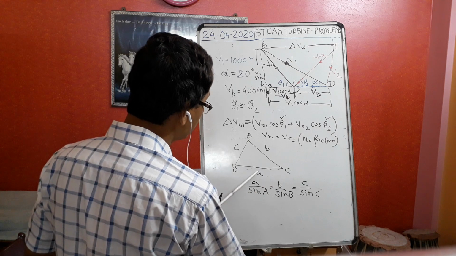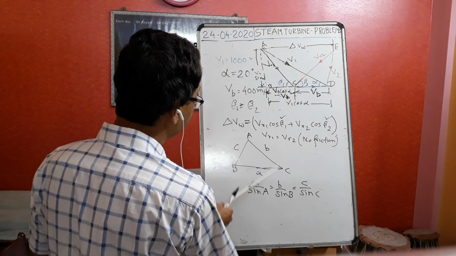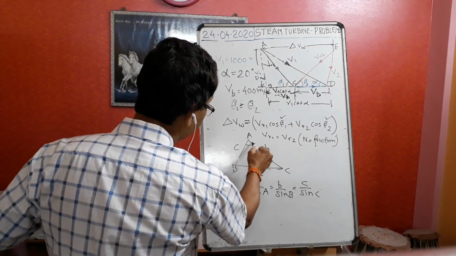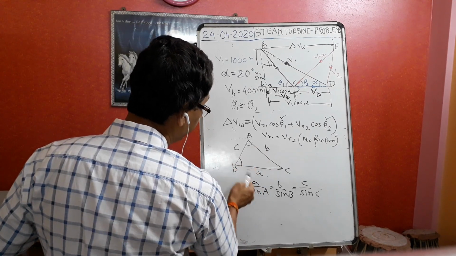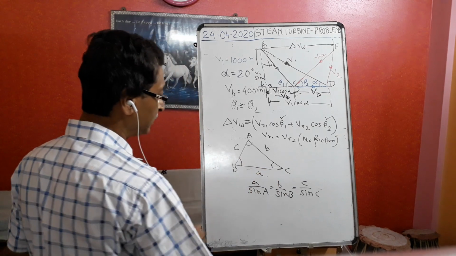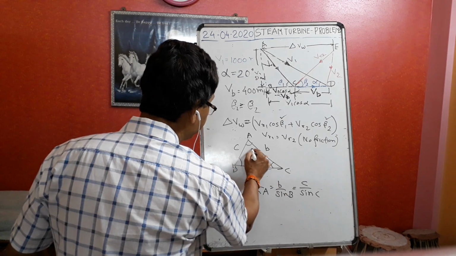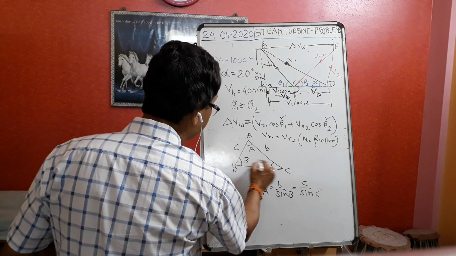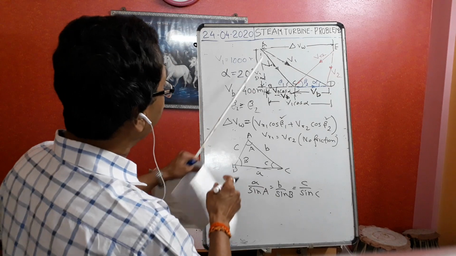And this side is small a, this side is small b, this side is small c. Then we can write a by sin A, b by sin B, and c by sin C. So this angle is capital A, this angle is B, and this angle is C. This is the sine law.